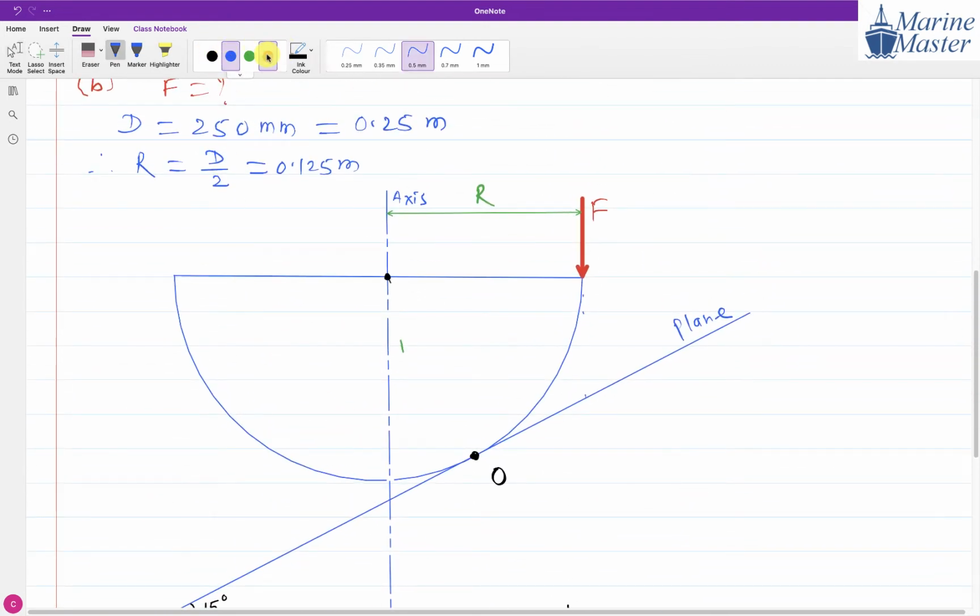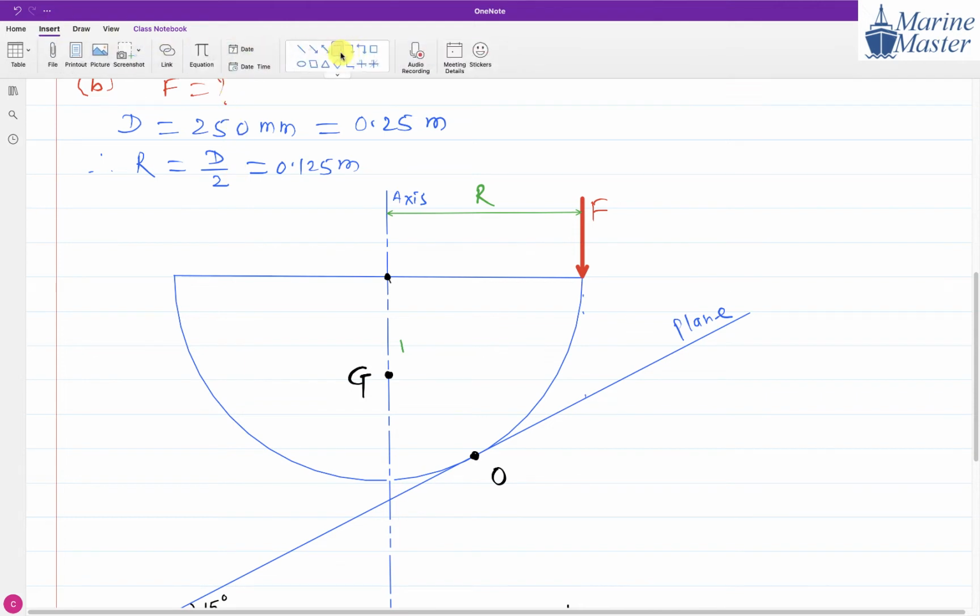How will weight always act? Vertically downward. And somewhere here we will have a capital G. A few minutes before we saw what capital G means: the center of gravity. And through the center of gravity, weight will act vertically downward. So this will be the weight. I am going to show it a little bit dark.